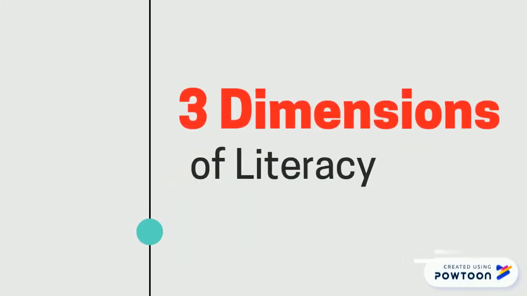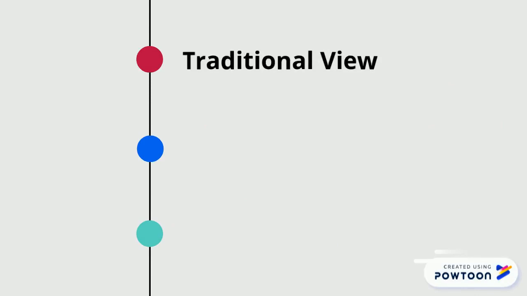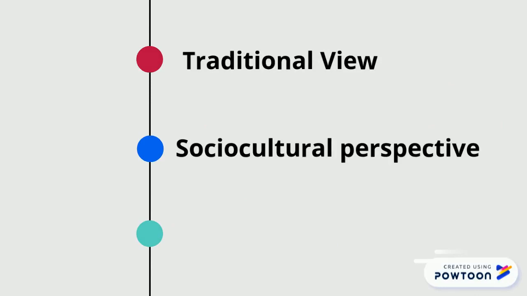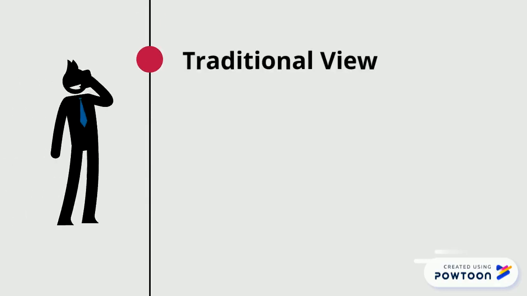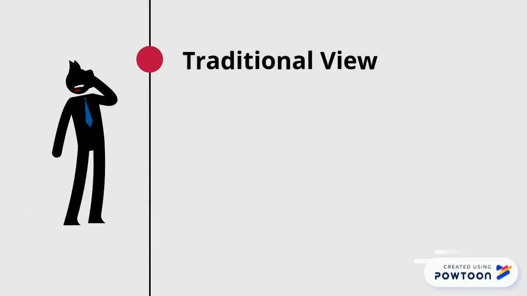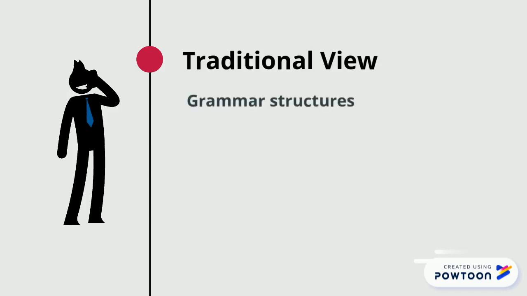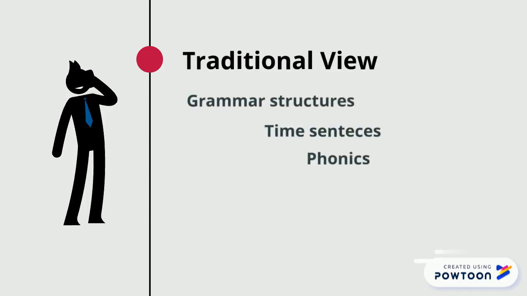We have already studied three of its dimensions. The first one is the traditional view, the second one is the sociocultural perspective, and the third one is the multiliteracies or multimodal texts. The traditional view of literacy defines it as a set of abilities that someone needs to communicate in a good way.